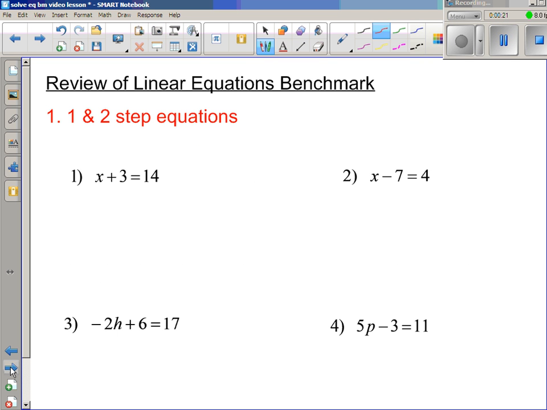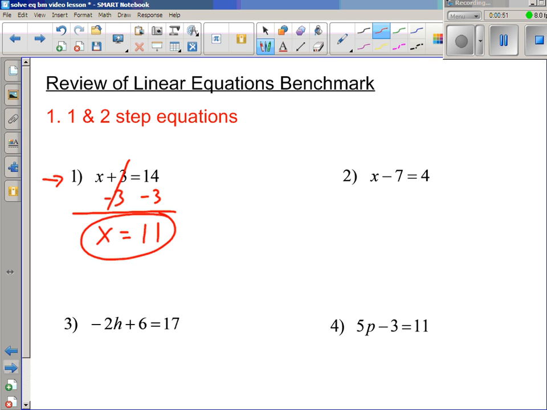We'll start with one-step equations, and we look at problem one. The reason this equation is called a one-step is because it takes one step to get the x by itself. We look at this problem and say that the x has a 3 being added to it, and we undo plus 3 with minus 3. Whatever you do to one side, you do to the other. We now get x equals 11. In one step, we got our answer.